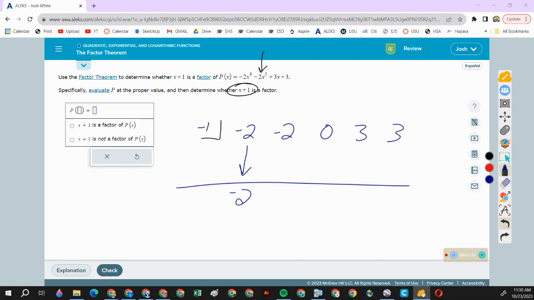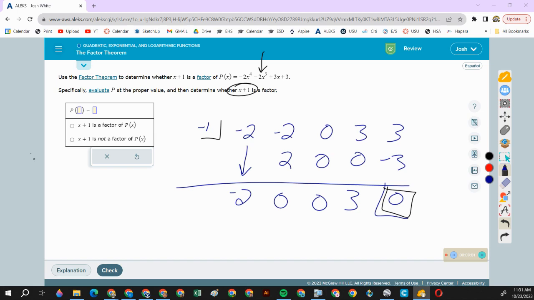Negative 1 times negative 2 is 2, 0, 0, 0, 0, 3, negative 3, 0. Okay? How do I know it went in evenly? There was no remainder. Okay? Yeah, I'll show you in just a second.